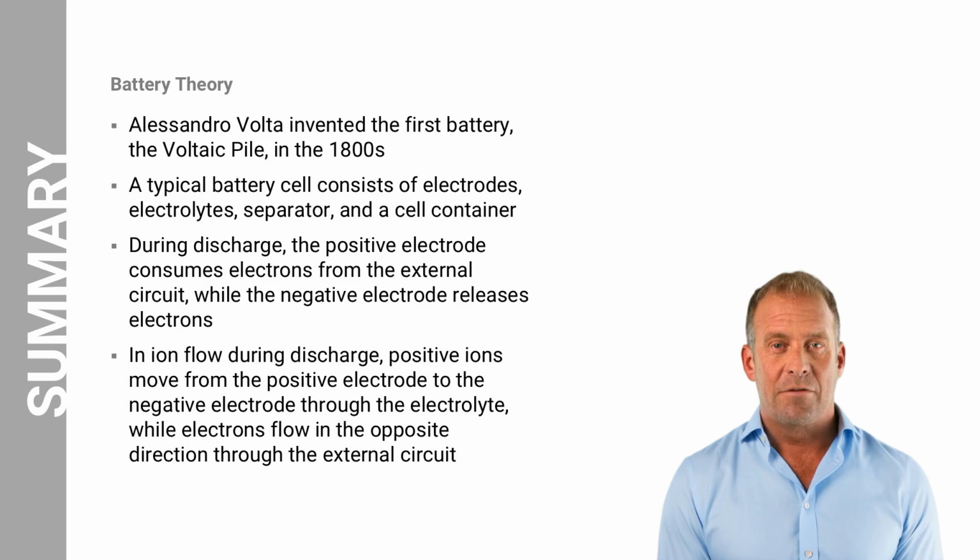A typical battery cell consists of four main components: electrodes, positive and negative terminals; electrolyte, conductive solution allowing ion flow; separator, porous membrane separating electrodes but allowing ion passage; and cell container, housing all components.